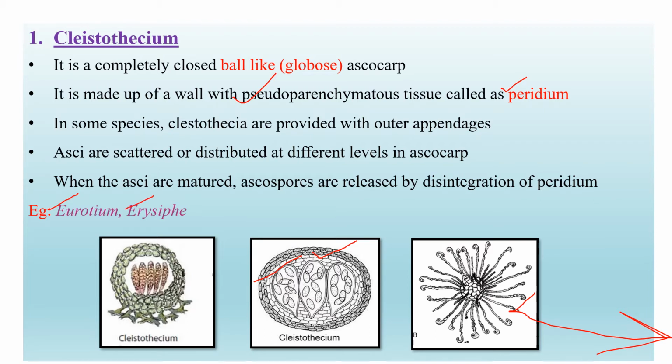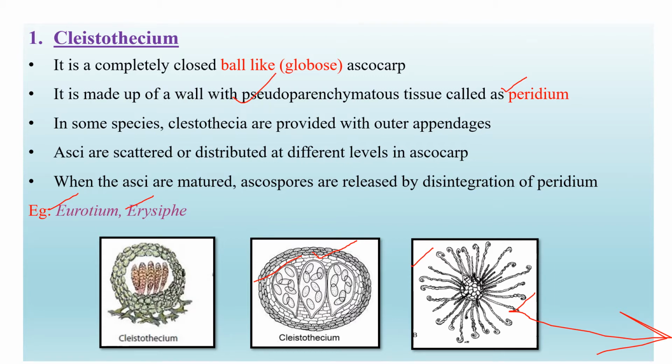So Cleistothecium is nothing but a completely closed ball-like ascocarp made up of a pseudoparenchymatous tissue wall that is known as peridium, and Cleistothecia are provided with appendages, and asci are scattered or distributed at different levels in the ascocarp, and when asci are matured, ascospores are released by disintegration of the peridium. Examples where we can find Cleistothecium are Eurotium and Erysiphe. These five points we have to remember about the Cleistothecium.